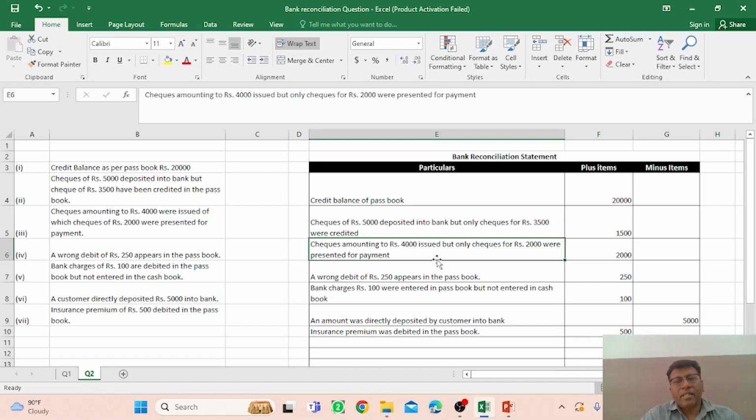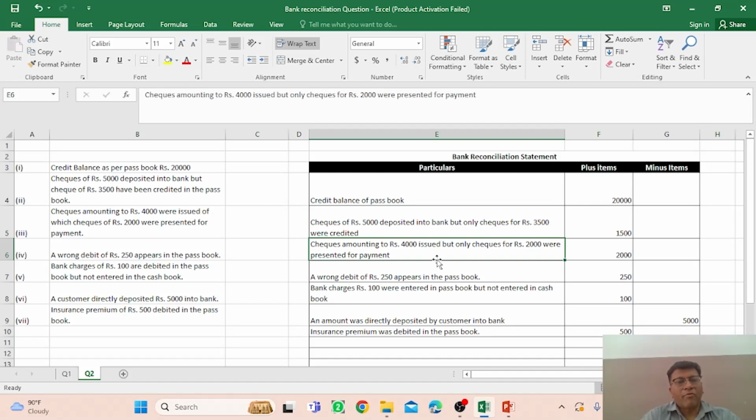The very first thing is that in the first line you have to observe whether the cash balance or overdraft as per passbook balance is given to you. In this question you find that credit balance as per passbook is given. As I told you, debit balance of cash is always plus and credit balance is minus, but here the credit balance of passbook is given, so you have to include it in the plus item, that is rupees 20,000, right?